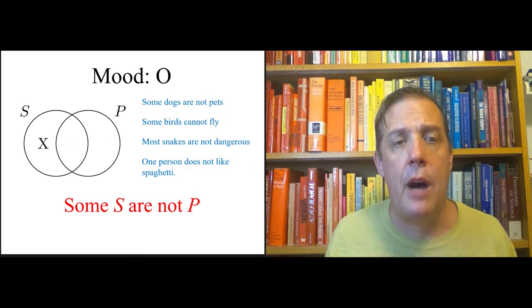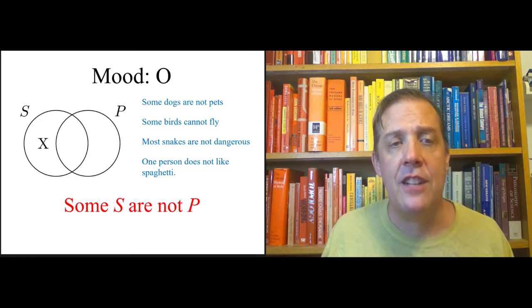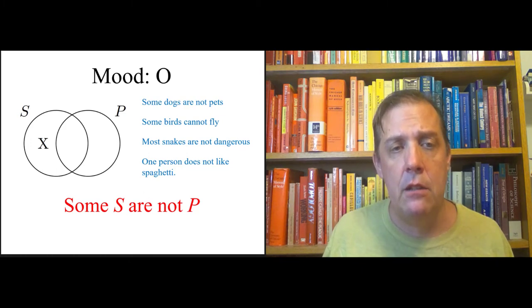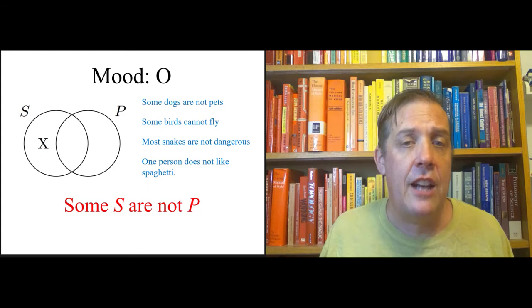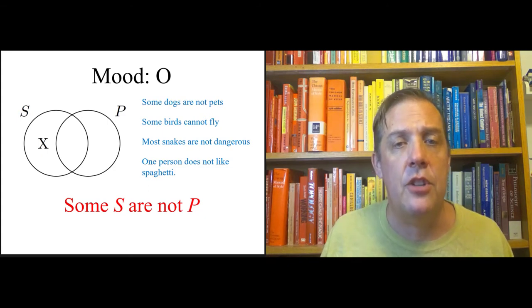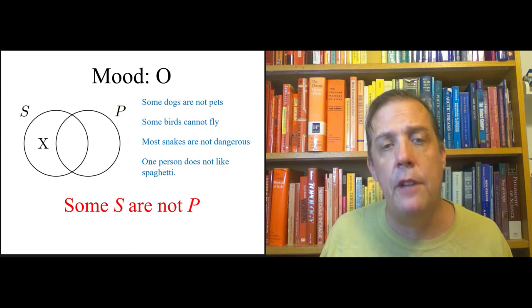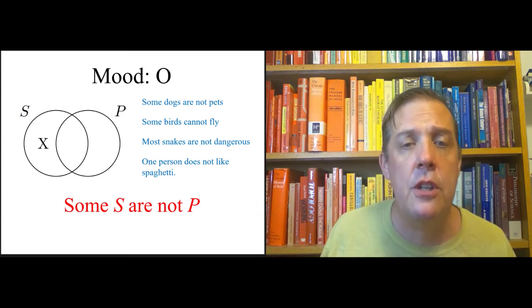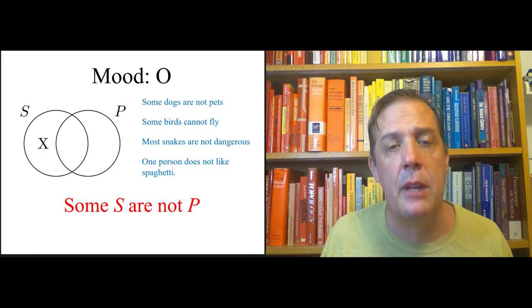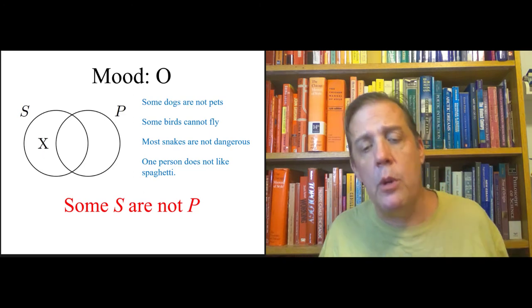Our fourth box is mood O: some S are not P. So you have the X in the section that is S but not P, and the X says that something lives there. And so that could be some dogs are not pets, some birds cannot fly, most snakes are not dangerous, one person does not like spaghetti. So that's where we are.